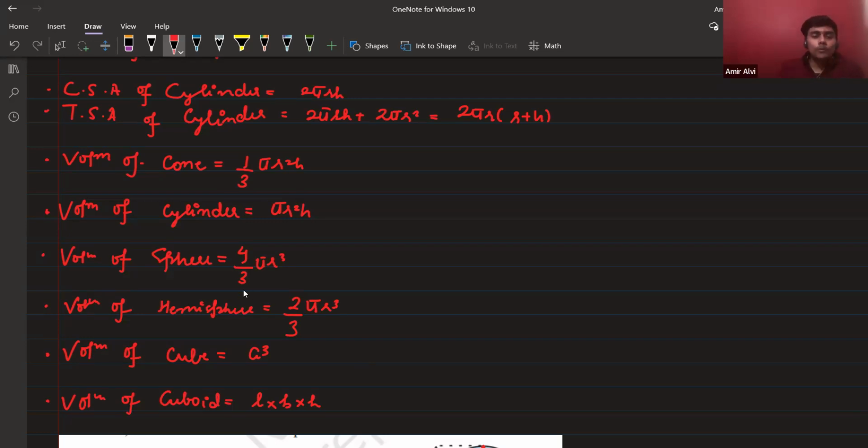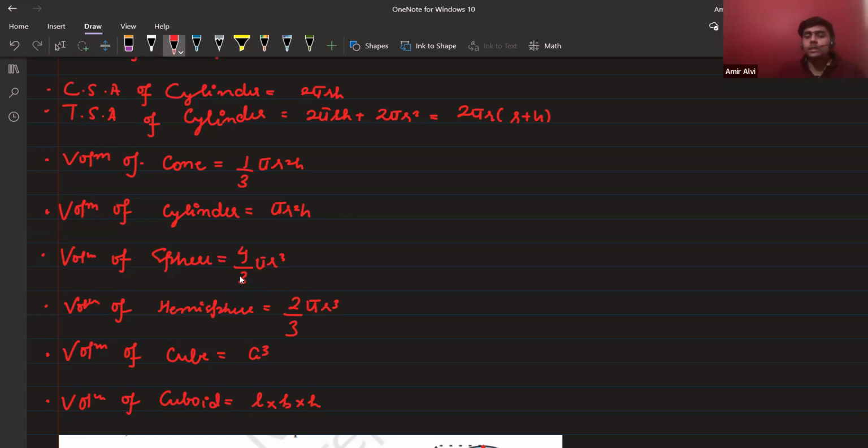Okay. And volume of sphere? 4 by 3 pi r cube. Clear? So these are the formulas. Basically, you have to memorize these formulas. There is no proof of these formulas, how these formulas are calculated; you only have to memorize them to apply in this chapter.